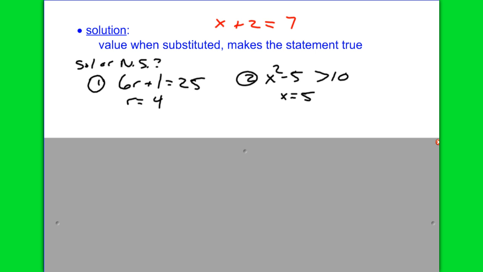Thumbs up if you think it is, and thumbs down if you think it's not. So most people think it is. And so how did you determine that it was a solution then?